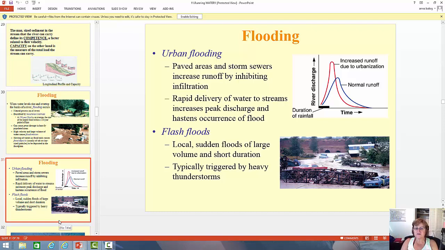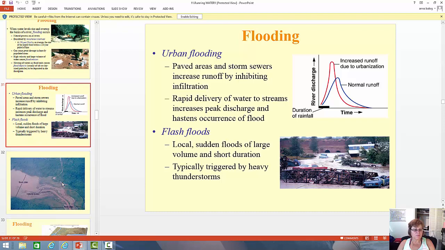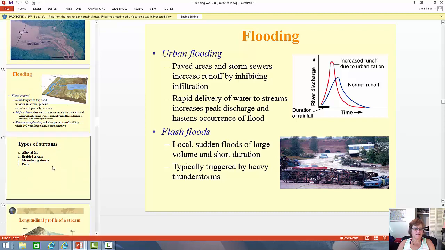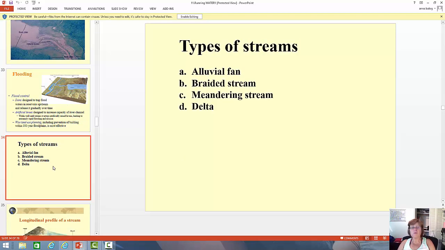between the flash floods or normal floods, and why do we have more and more flash floods? It's important. Types of stream, I probably will ask that, so you have to know the types of streams: alluvial fan, braided stream, meandering stream, delta. If I were you, I would be able to sketch them all.